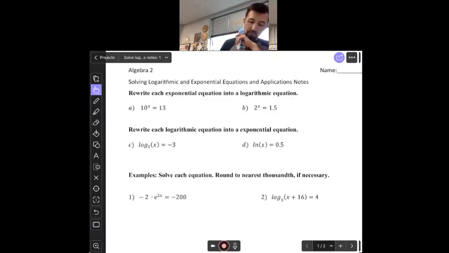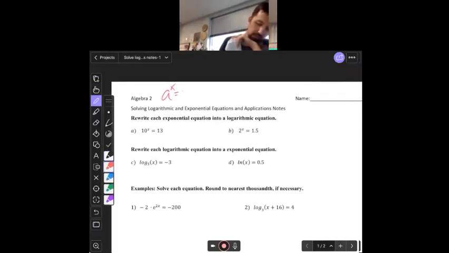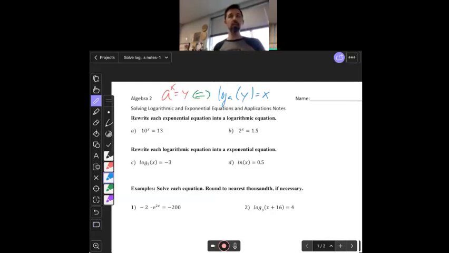So that idea for going from logarithmic to exponential, exponential to logarithmic. If we have an exponential equation, a to the x equals y, how do I transition that into a logarithmic equation? Log base a of y equals x, right? How do those numbers move around? We've been working on that for a couple days here.